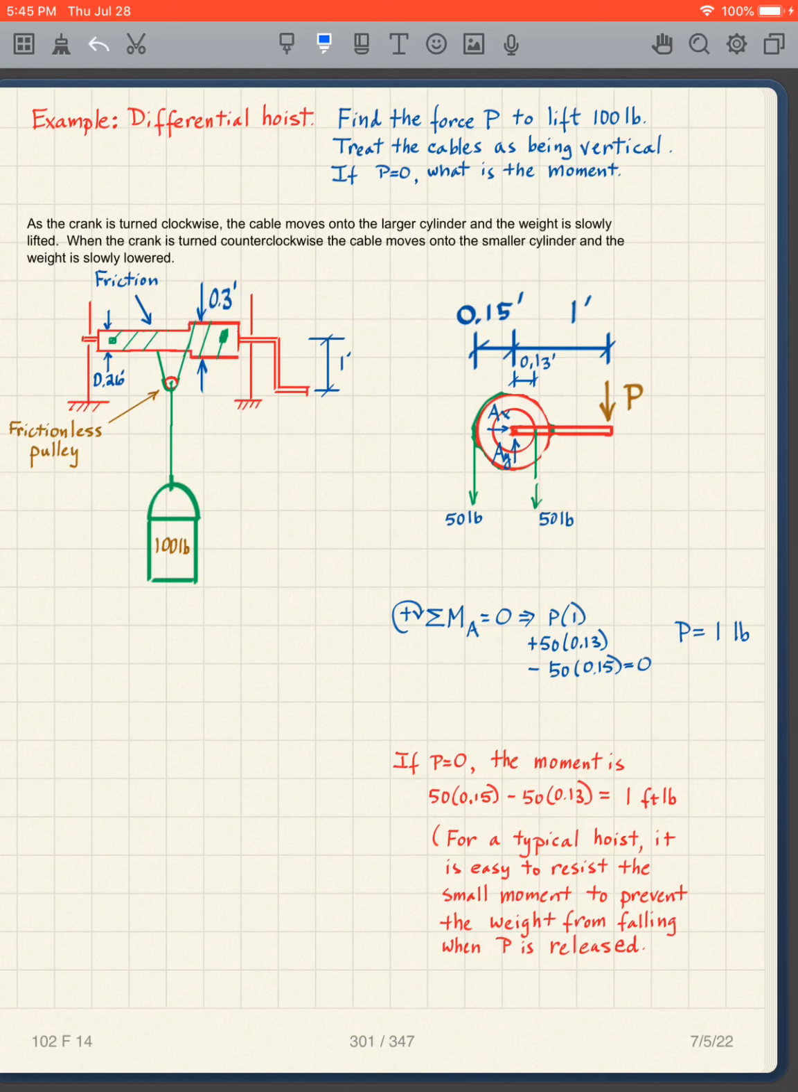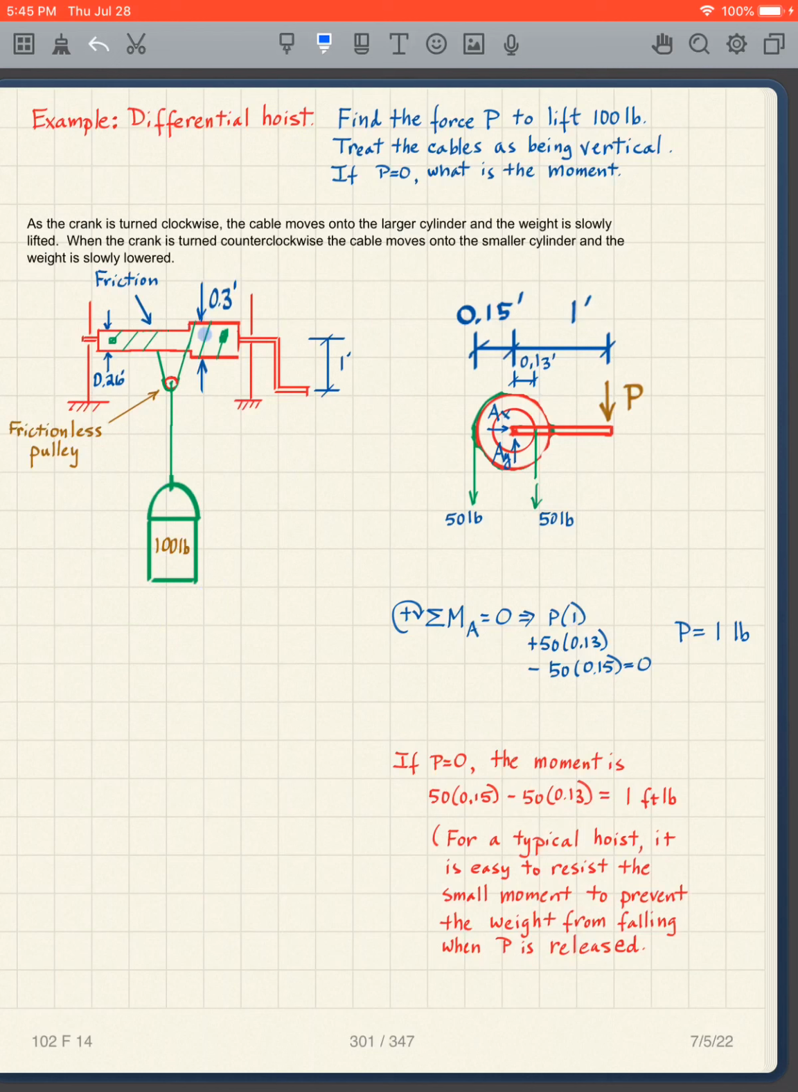then this bucket will move to this direction, but it'll also move up because I'm going onto a bigger spool, a bigger portion. If I turn it the other way, then the string gets added, the weight will move in this direction and string will be added here, but it'll go down. It'll go down because I'm moving it from a bigger spool to a smaller spool. So I can actually use this differential hoist to lift this bucket.